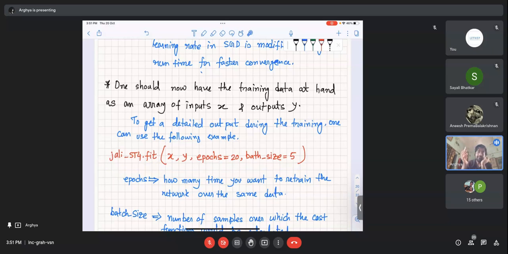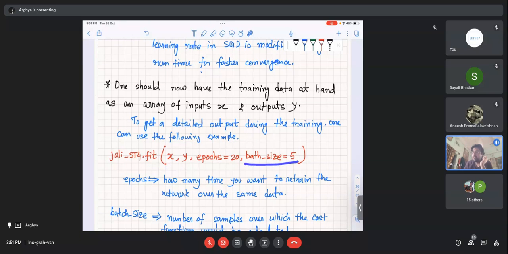It shows you all the graphs as well, how the training is progressing, all the nerdy details that you want. All of that is there if you just say .fit. So you have to name your network, Jali underscore st4.fit. This is the input. This is the output. What should be the output?